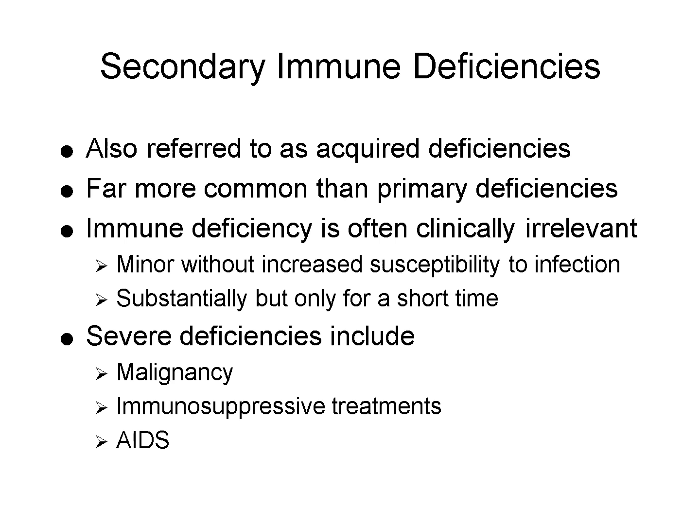Secondary immune deficiencies, also called acquired deficiencies, are far more common than primary deficiencies. These deficiencies usually result from another illness or external factors such as malnutrition, stress, or medication use. Often, secondary deficiencies are mild and temporary. However, in severe cases, individuals become highly susceptible to infections.